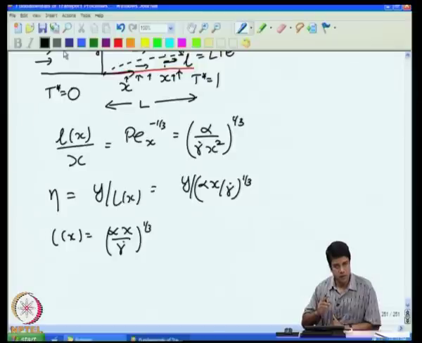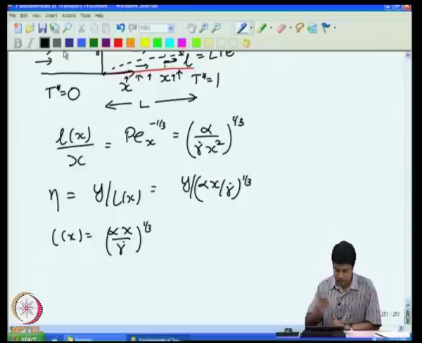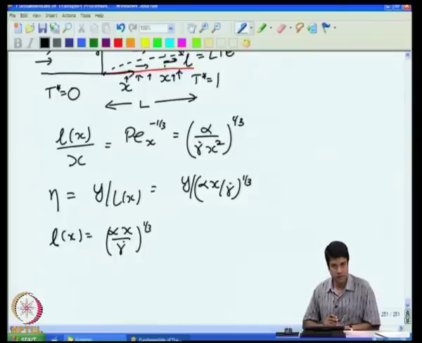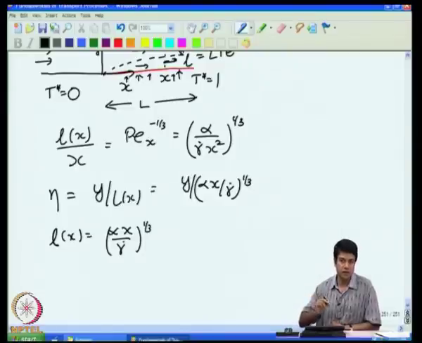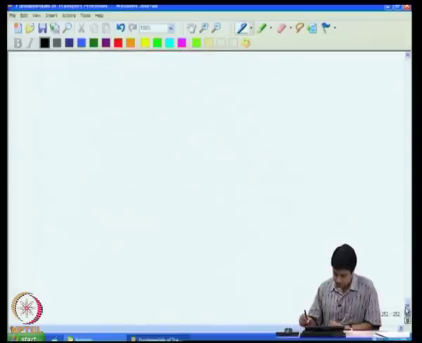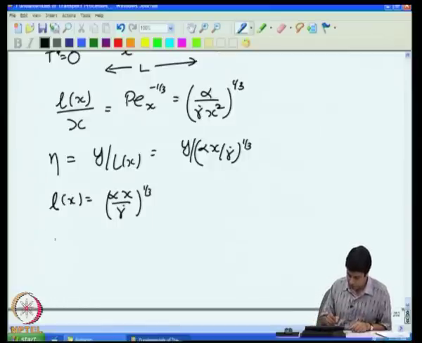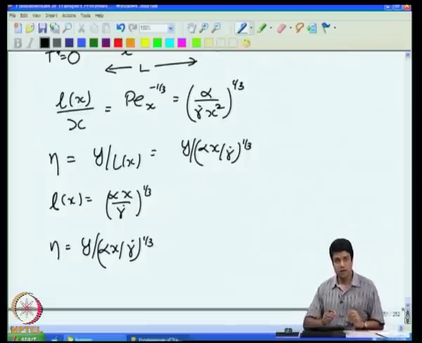So, I cannot scale my x, y coordinate, the boundary layer thickness, by capital L, because at a given location x, it should not depend upon the total length L. It should depend only upon the distance x from the upstream section. So, my boundary layer thickness L of x has to be alpha x by gamma dot power 1/3. If this is the boundary layer thickness, then I just divide y by that to get a scaled variable, because the characteristic length scale in the y direction is this small l. So, I can define eta is equal to y by alpha x by gamma dot power 1/3. This is the similarity variable which will reduce the problem from 2 dimensions to 1 dimension.